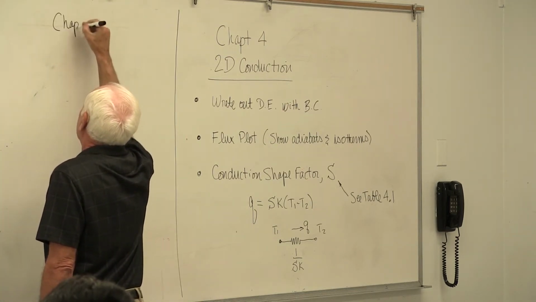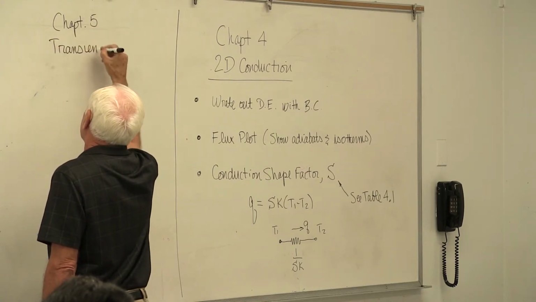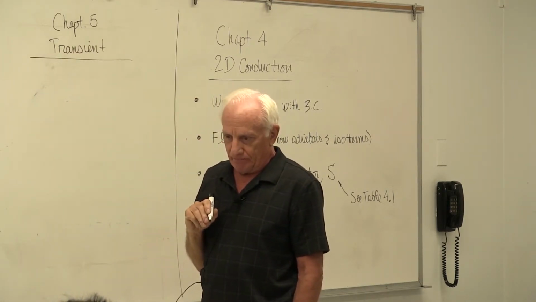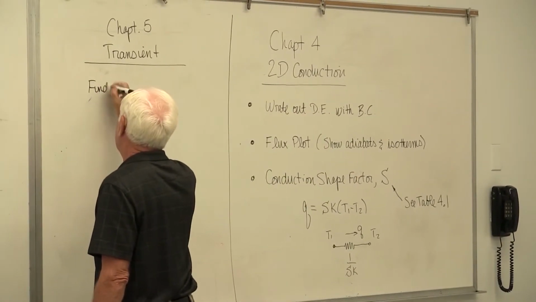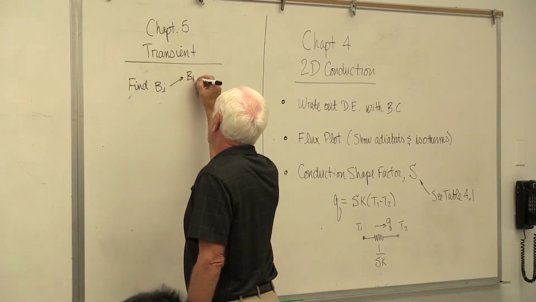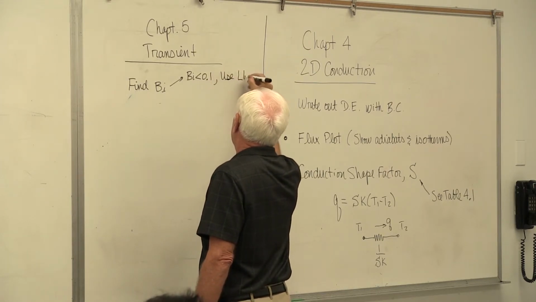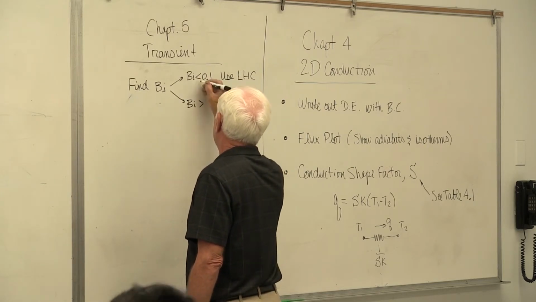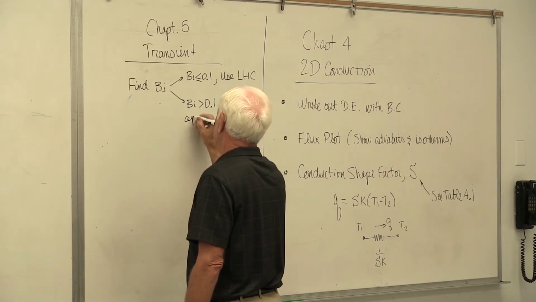Chapter 5. Transient heat conduction. Okay, first step we know in chapter 5 is find the Bi number. All right, find Bi. If Bi is less than 1/10, use lumped heat capacity. If Bi is greater than 1/10, use approximate solutions.